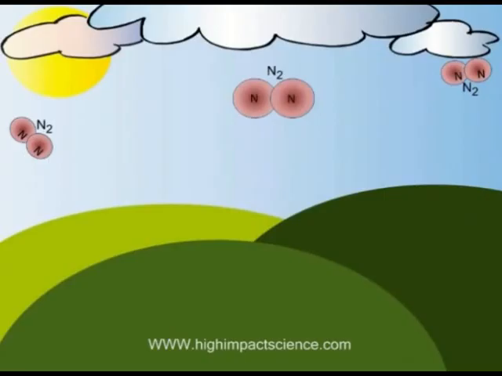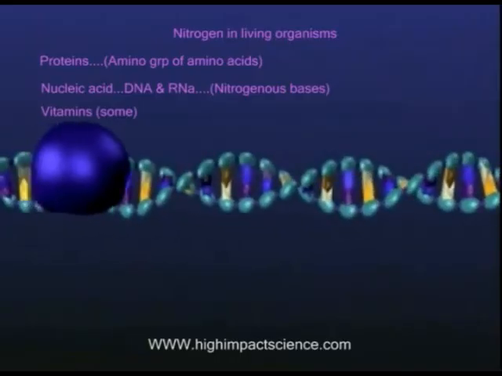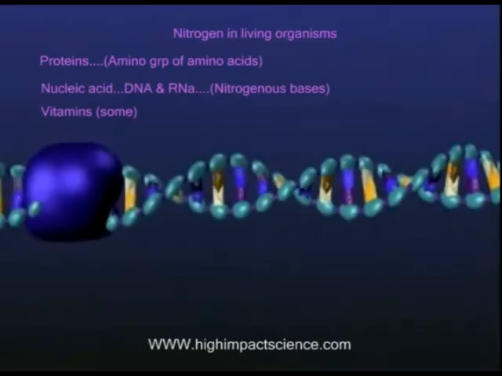In chemical combinations, nitrogen is found as a mineral deposit in the form of sodium nitrate, ammonium sulfate, potassium nitrate, calcium nitrate, and many others. In living things, nitrogen is found in all proteins, nucleic acids, and some vitamins.